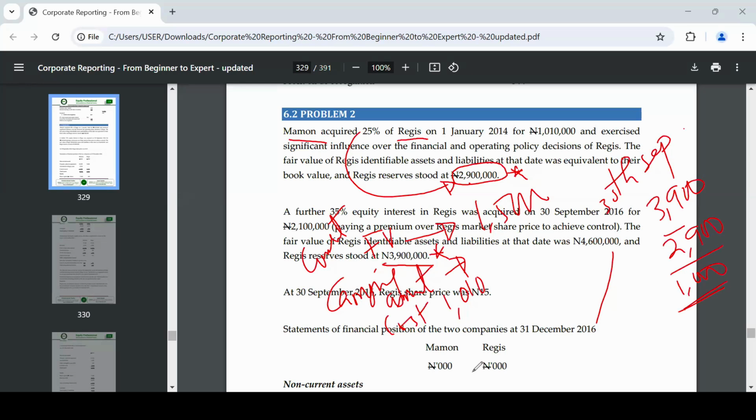Yes. Very good. So the share of profit will be 25% of 1,000. And that should give us how much? It should give us 250. Meaning the carrying amount is 1,260. So I will say current fair value is 1.5 million. All right. Current fair value is 1.5 million.